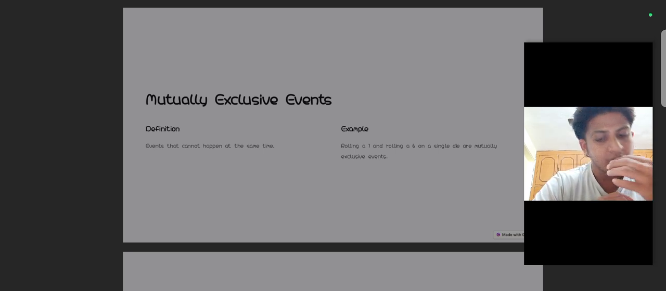For example, tossing a coin, the events getting heads and getting tails are mutually exclusive because both cannot occur simultaneously in a single coin toss. And for two mutually exclusive events A and B, the probability of either event occurring is just the sum of their individual probabilities, like P of A union B equals P of A plus P of B, since the events cannot happen at the same time and their intersection is zero.